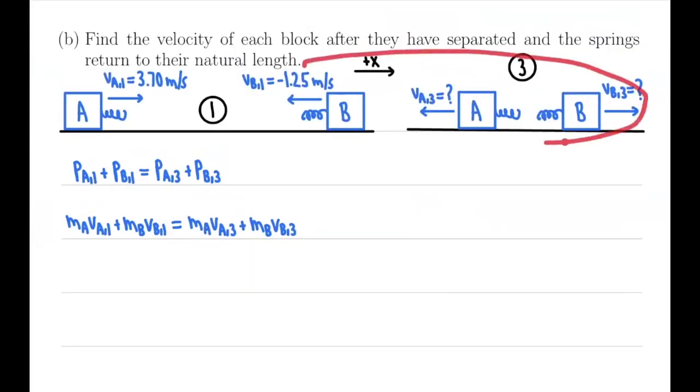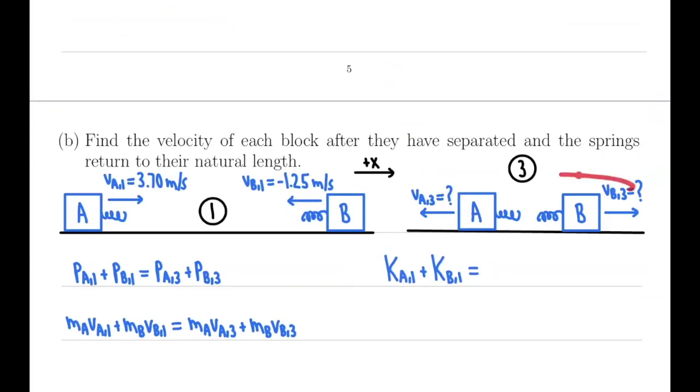By the way, what kind of collision is this? This seems to me quite elastic. Yeah, it looks like an elastic collision. So before and after the collision, kinetic energy should be conserved. So let's see. At 1, we only have kinetic energy. We have KA1 and KB1, just like we saw last time. And same thing at 3.